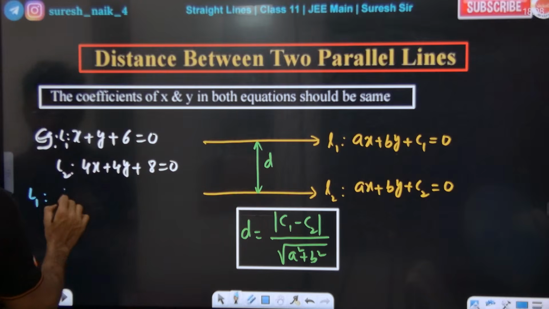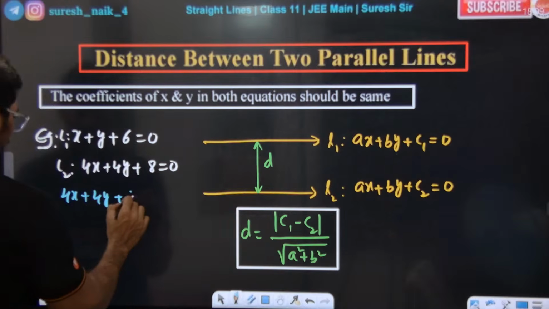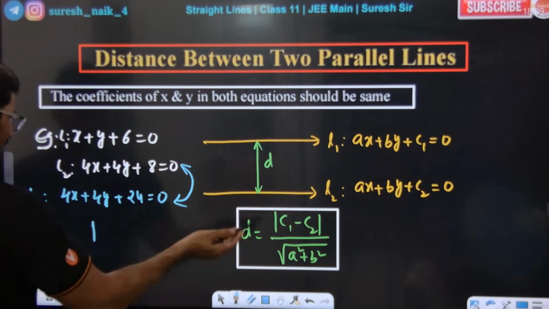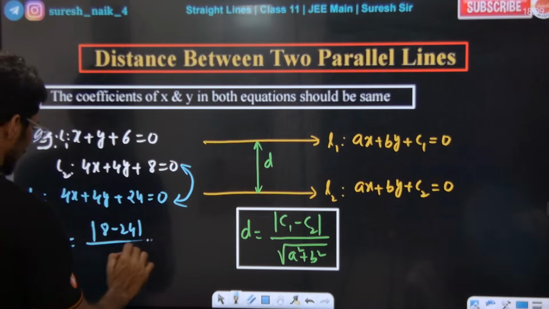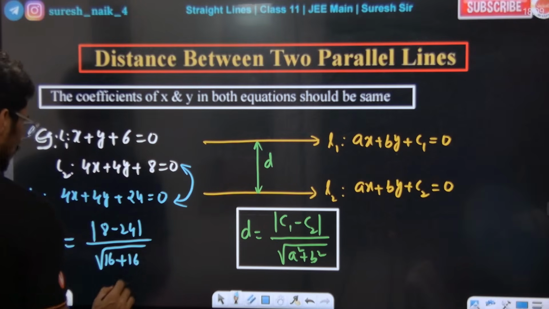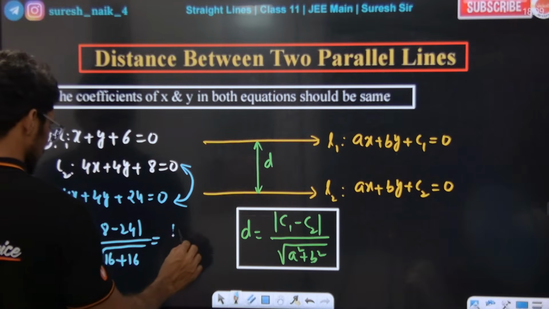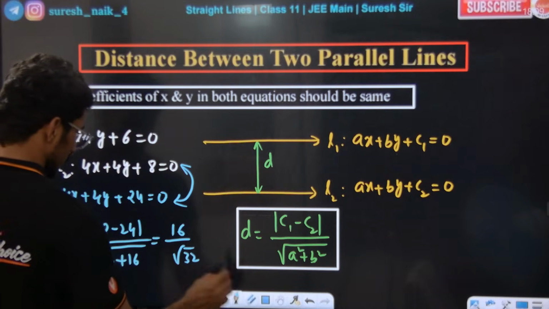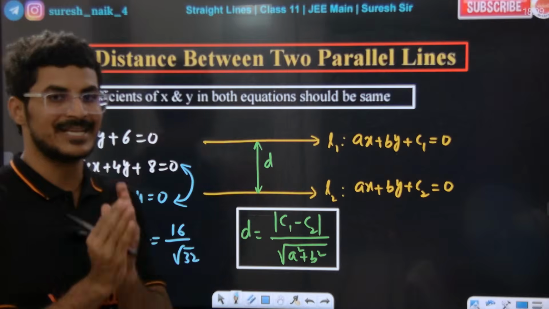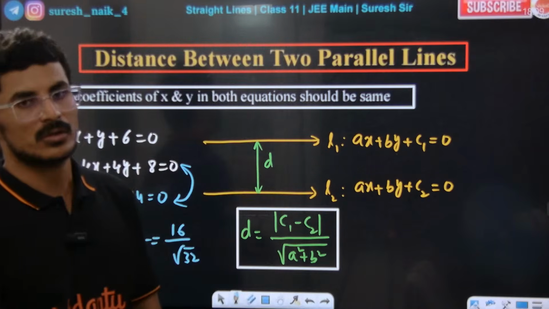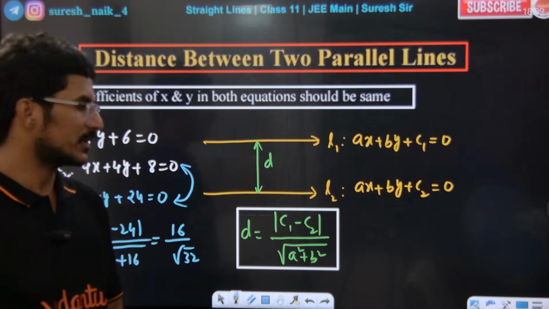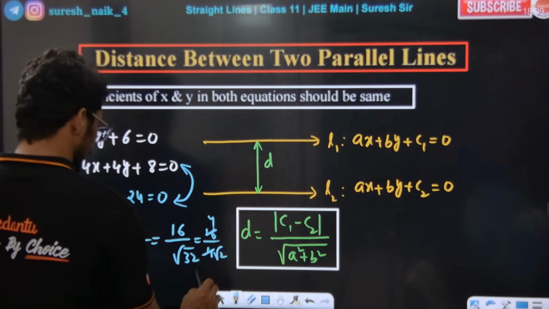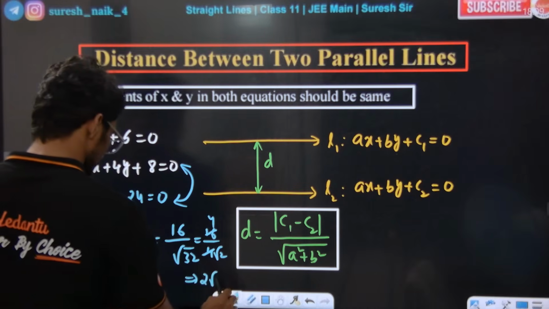So can I write line 1 as, if I multiply 4 on both sides, 4x plus 4y plus 24 is equal to 0. Now you need to find the distance. C1 minus C2 or C2 minus C1, anything works, divided by the square root of 4 squared plus 4 squared, which is 16 plus 16, 32. So the distance is 16 divided by root 32. If you want to simplify, root 32 is 4 root 2. So 16 by 4 root 2, 4 ones are 4, so 4 by root 2, which can be written as 2 root 2.